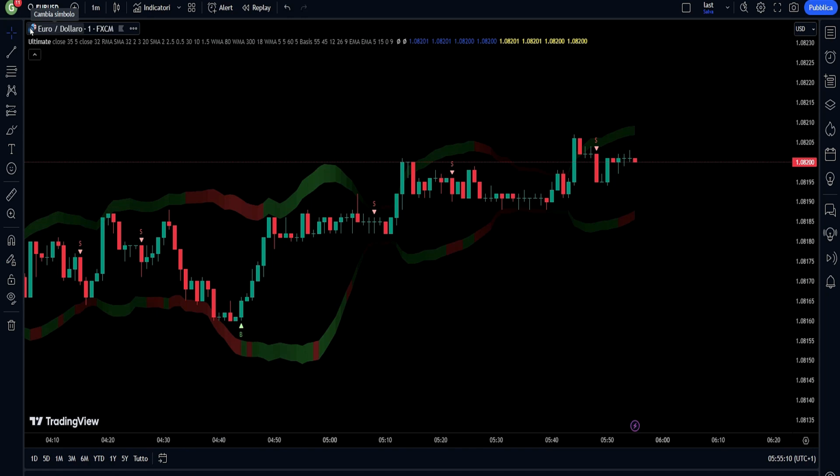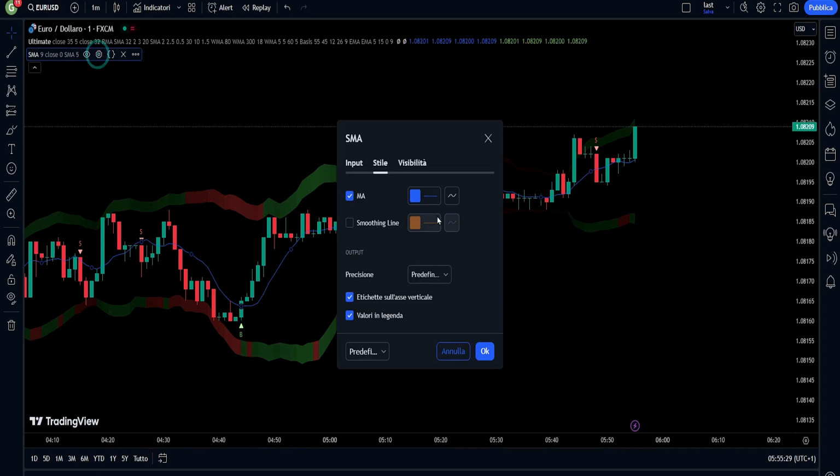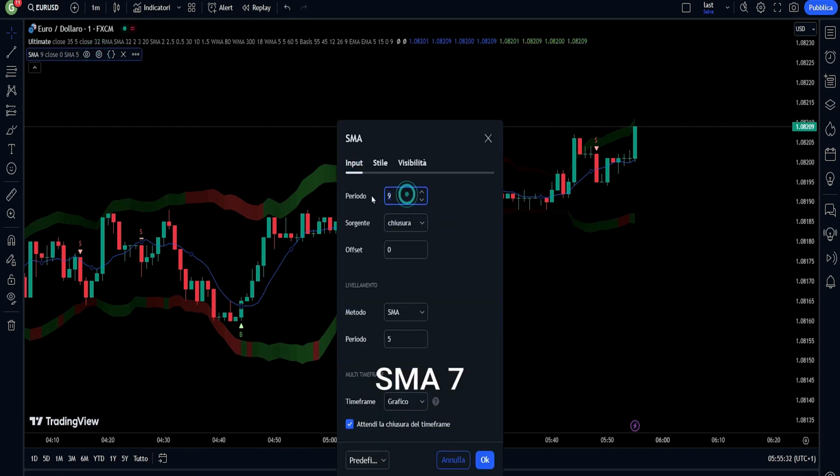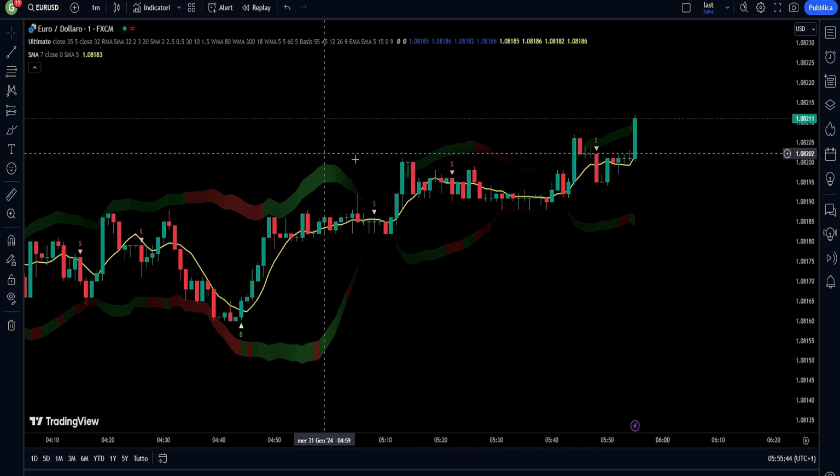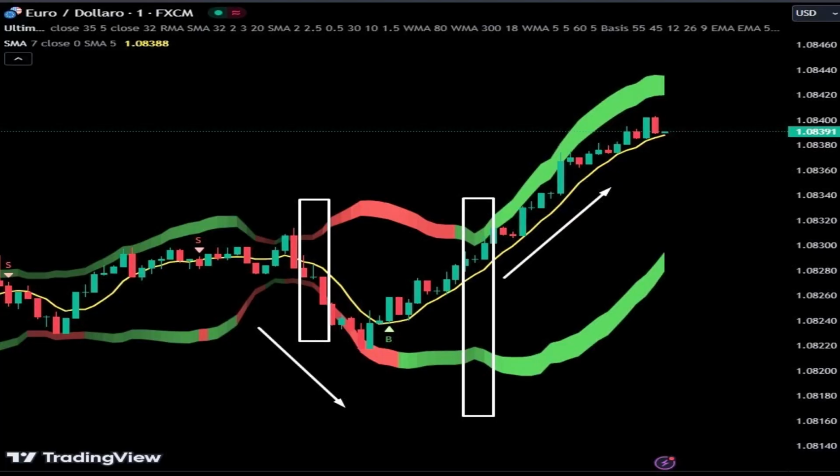Observe the color of the bands. When they change color, this is an entry warning. The bands must have the same color and the candles must be in the area indicated by the moving average corresponding to the trend, that is below the moving average if bearish, above the moving average if bullish.